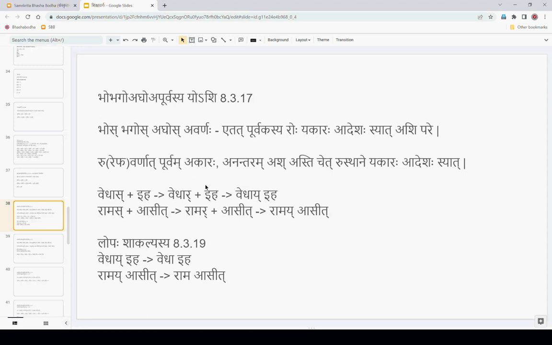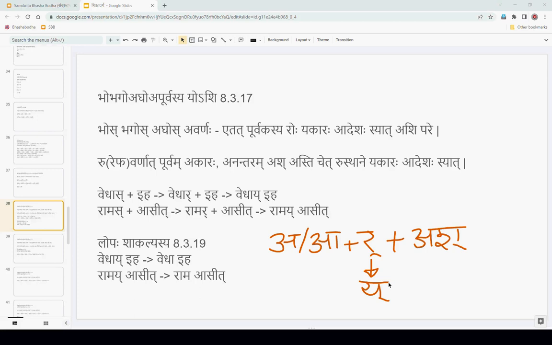So if we have ref which is preceded by a or aa, and this is followed by ash, then the ref is changed to yakar. And for bho, bhago, agho, if we have these words as well and we have ra after that, then the ra will change to yakar. Is this correct? Ra is preceded by akara, meaning hrasva and dirgha akara, then refa, then followed by ash varna, then refa changes to yakara.